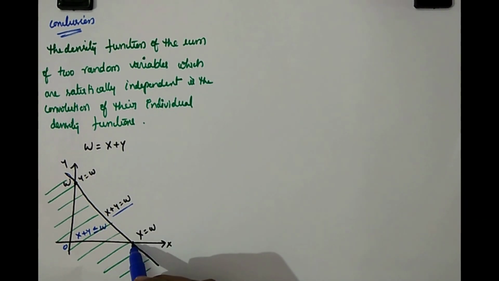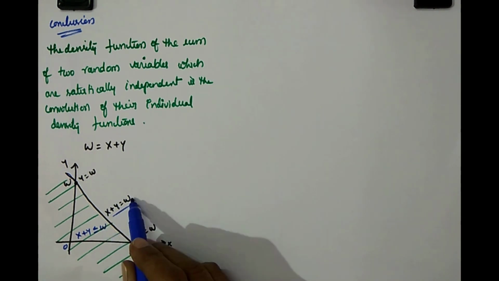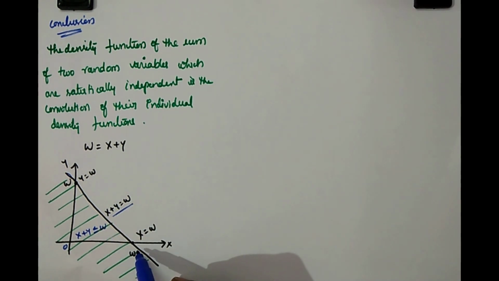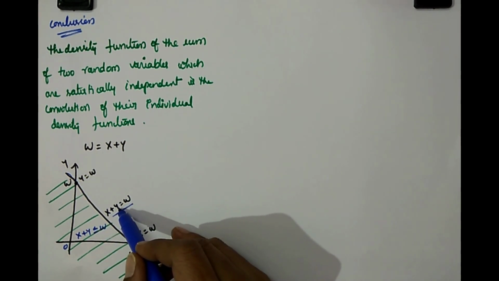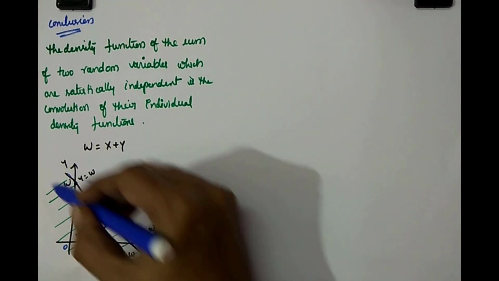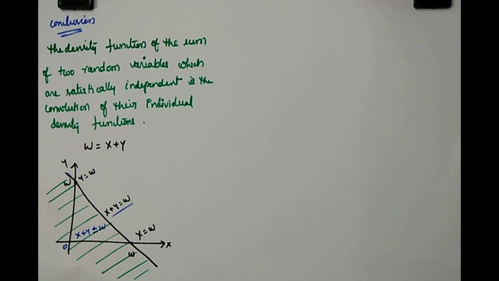To keep the point on the X axis, you have to keep Y equal to 0. If you keep Y equal to 0, you will get X is equal to W. Keep it here. To get the point on the Y axis, keep X equal to 0, so that you are going to get Y is equal to W. So keep it here. You join these two. This line is nothing but your X plus Y is equal to W.